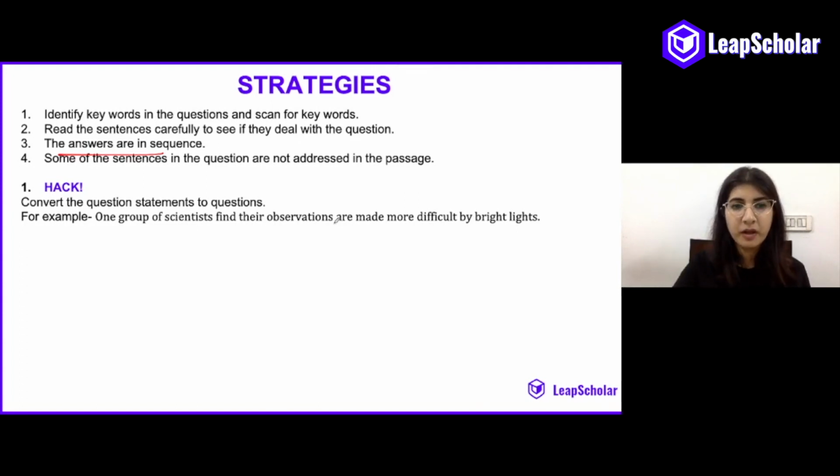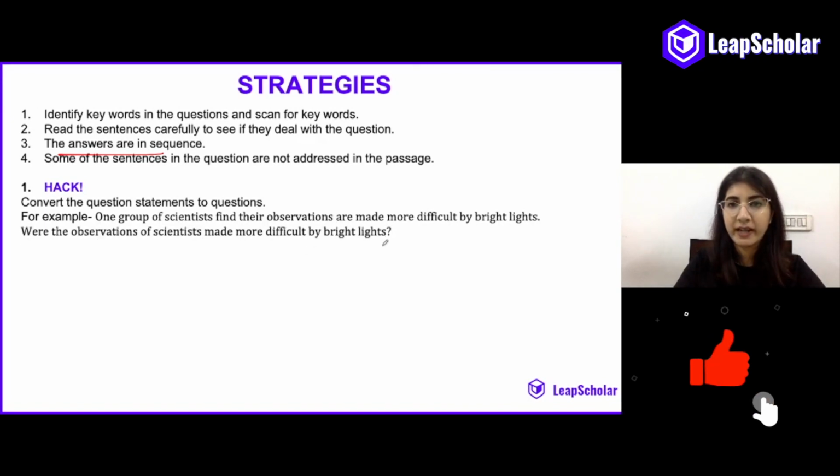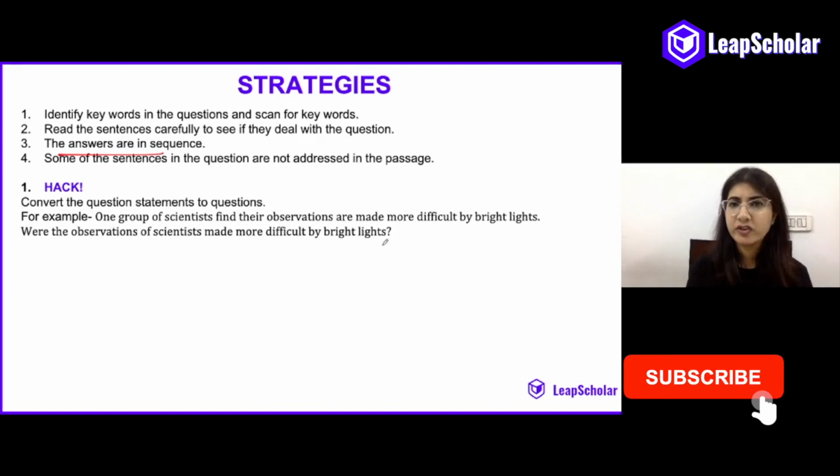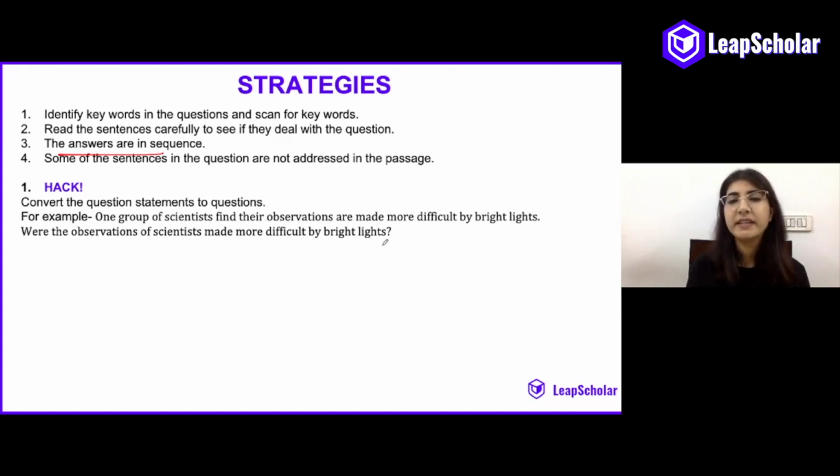So for example, you can simply add one word in front of this sentence to make it a question. So, were the observations of scientists made more difficult by bright lights? It might seem like an additional task, but believe me, it will make your life a lot easier, and this will lead to 100% accuracy in your results. So we look at how to convert these statements into questions, and how it makes things easier.